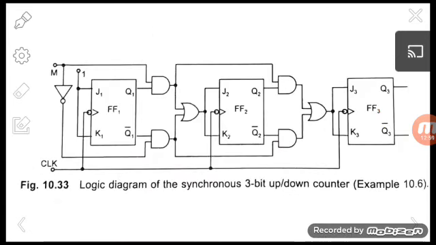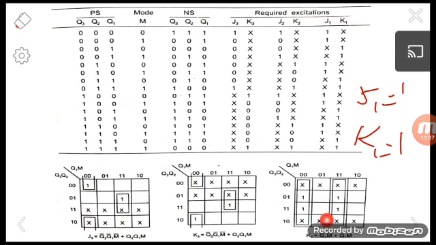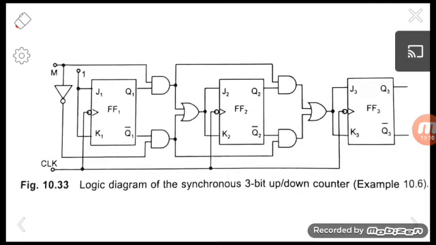So here j1 is equal to 1, k1 is equal to 1, and j2 and k2 will be q1 bar m bar plus q1 m. Here it is q1 m and here it is q1 bar m bar. They are added using an OR gate and given as the input of j2 and k2, and like that we obtain the values of j3 and k3. So this is the circuit for a synchronous 3-bit up or down counter. Thank you. You must learn the circuits well. Simply we can design any bit counter, that is a 4-bit counter, 5-bit counter, like that. Thank you.